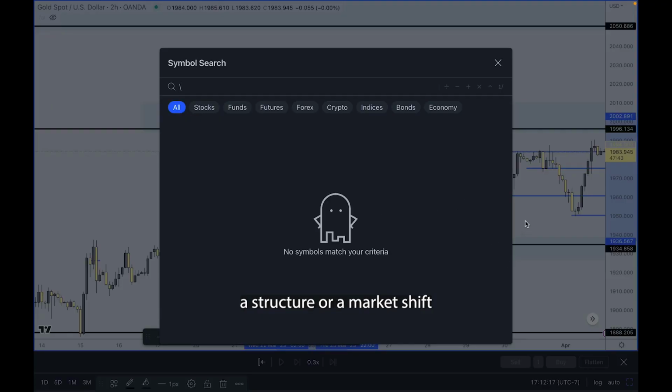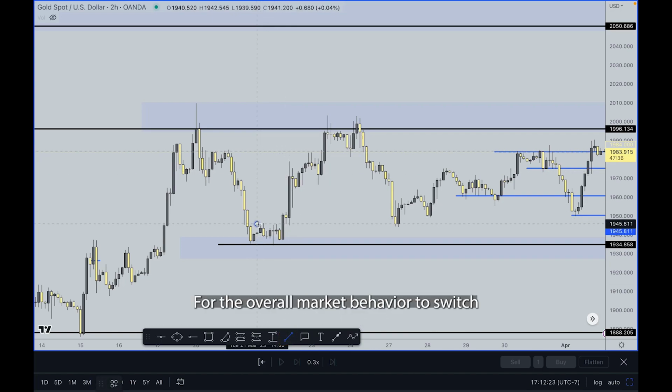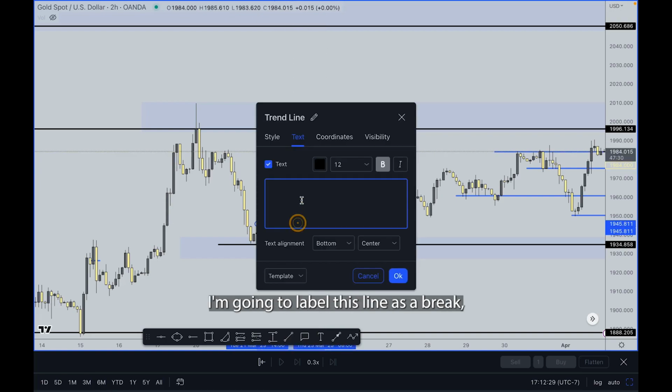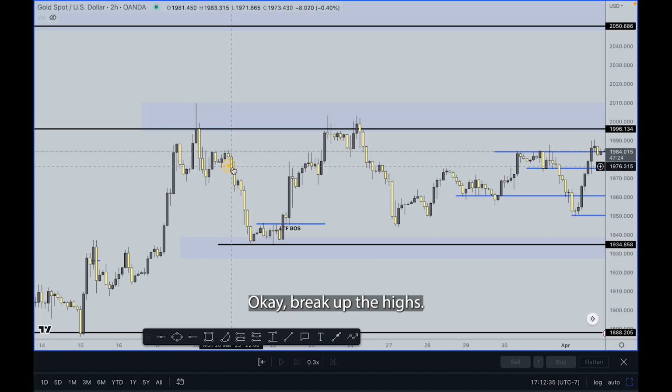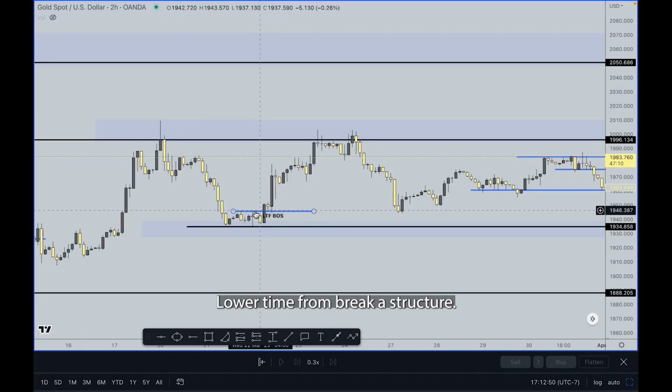Usually, you need to wait for a break of structure or a market shift or something to happen for the overall market behavior to change. This point right here, I'm going to label this line as a break of structure. This is a lower time frame break of structure. Okay, break of the highs. You can consider this a breakout trade too. Remember, everything I'm showing you right now all goes hand in hand with each other. Lower time frame break of structure.